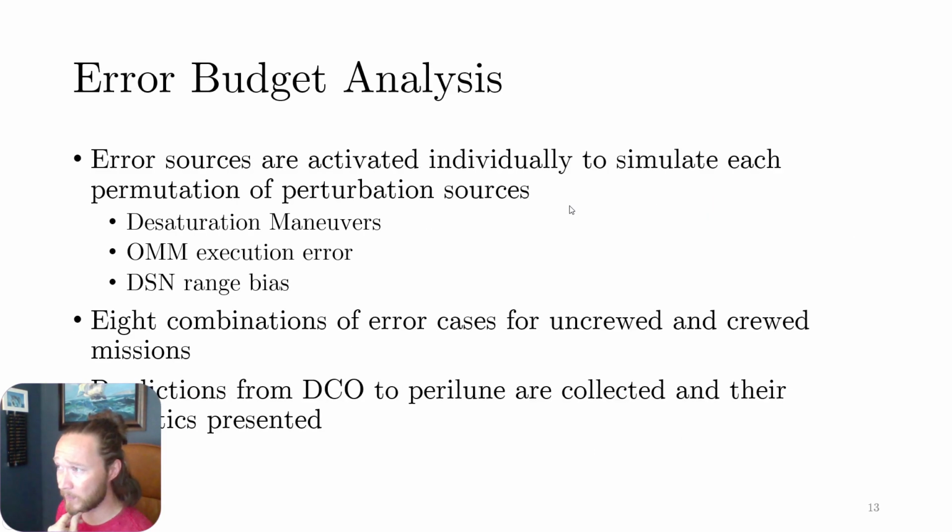And so the first analysis we look at is turning on and off error sources to see which one is the driver of errors at Perilune from predictions from the data cutoff to Perilune. So our error sources are the desaturation maneuvers, orbit maintenance maneuver execution errors, and the DSN range bias that we flip on and off here. These are random error sources. So that creates 8 combinations of error cases where we have these things flipped on and off in all the different manners until they're all flipped on, and that we would call our baseline error modeling.